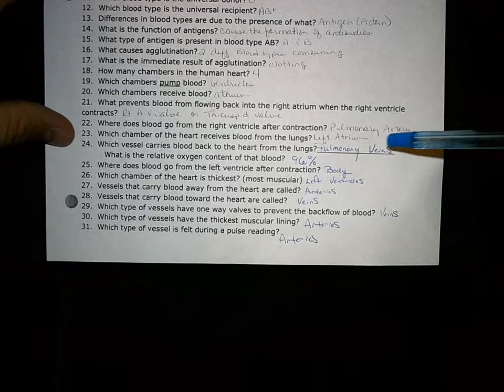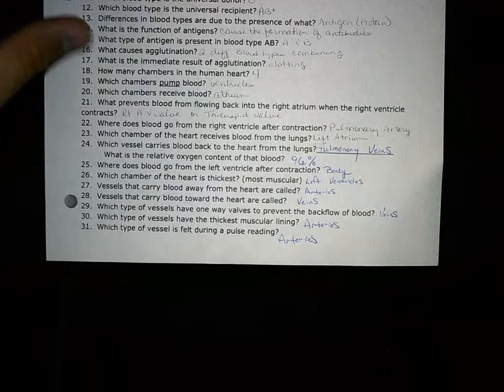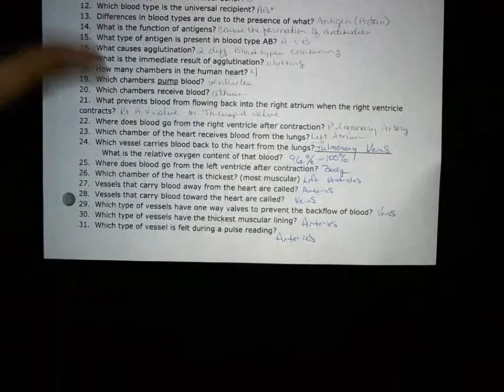That's your pulmonary veins. So anything coming from the lungs or from any part is always going to be the veins, and what sends are the arteries. So from the heart, anything that sends is going to be arteries. Anything that is coming back into the heart is going to be your veins. The relative oxygen content of that blood is about 96%. Actually, it's about 96 to 100% capacity.